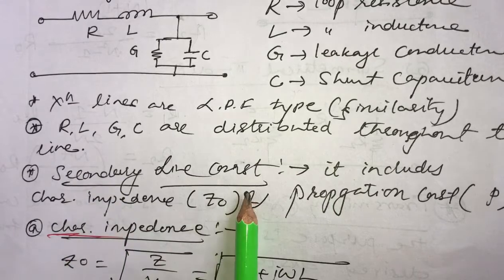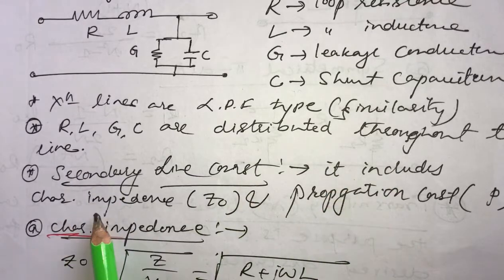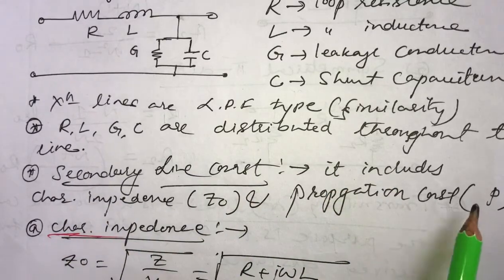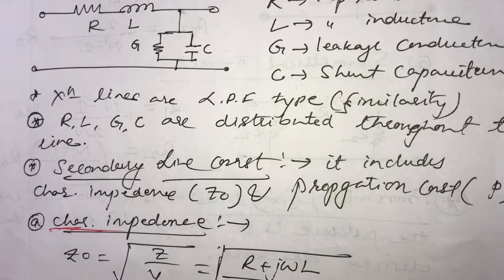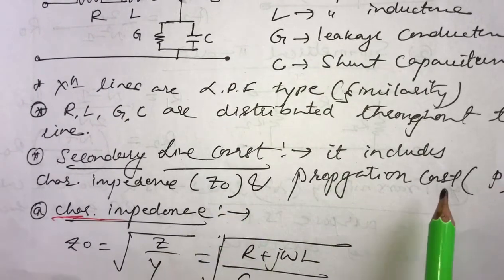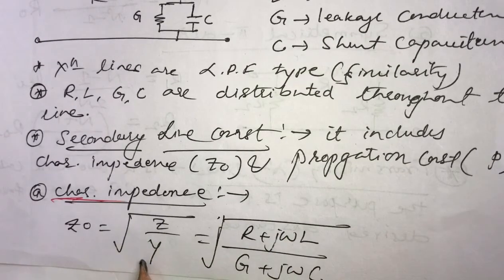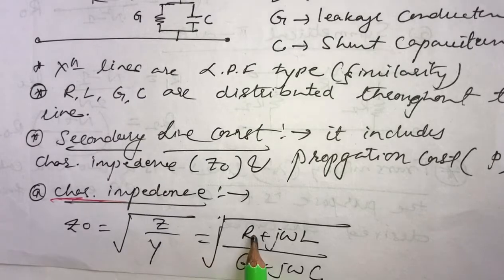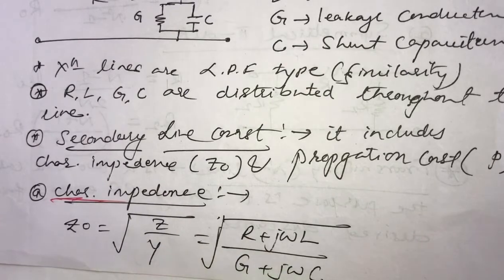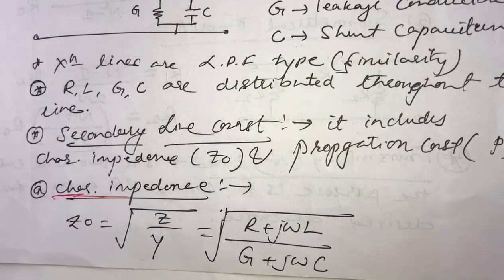Next, secondary line constants, which include characteristic impedance Z0 and propagation constant P. So we are at the topic characteristic impedance and propagation constant. Characteristic impedance Z0 equal to under the root of Z by Y, where Z is R plus j omega L, and Y is equal to G plus j omega C.